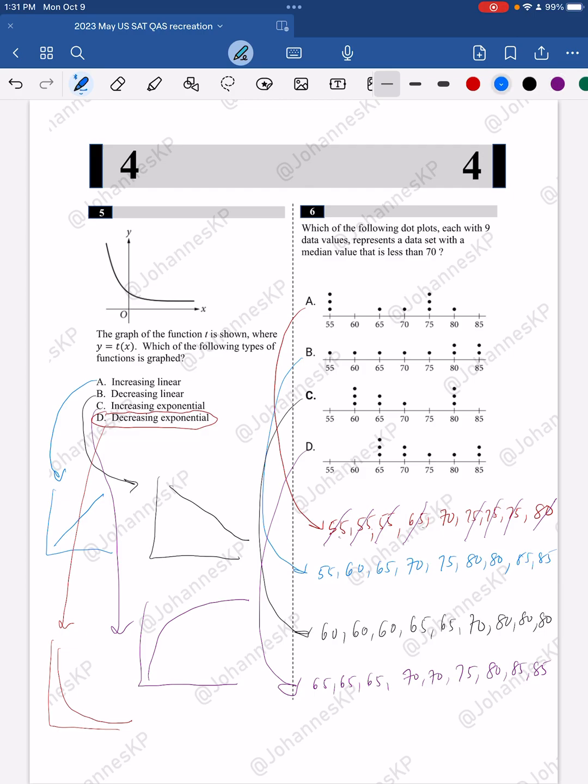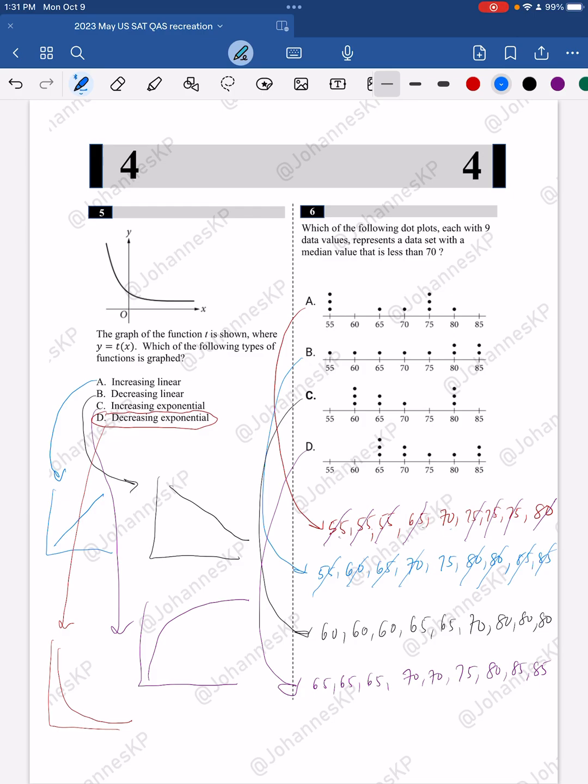Let's go to B. Cancel one from the front, cancel one from the back, and repeat until one value is left. The median here is 75. Remember, the median is the middle number, so we are looking for the middle number. The middle number is the 5th number because it's 9 values. If you notice here, the 70 was the 5th value, and 75 was the 5th value.